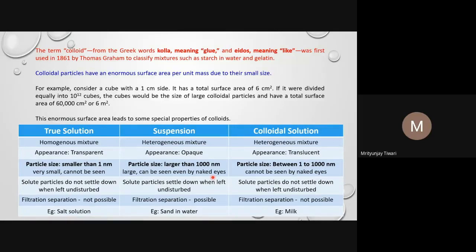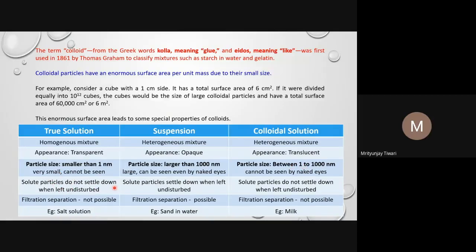But in a colloidal solution, as we see, the particle size is between the true solution and the suspension, so the particle size should be between 1 to 1000 nanometers. You can just remember that the particle size for the colloidal solution is 1 to 1000 nanometers. Above 1000 nanometers is the particle size for a suspension, and below 1 nanometer is for a true solution, because the colloidal solution comes between the true solution and the suspension. So it defines the boundary.